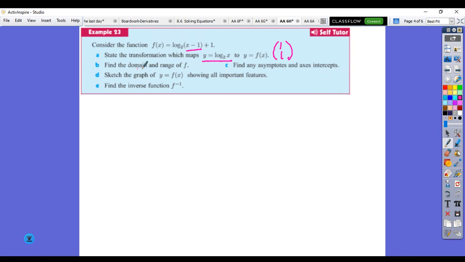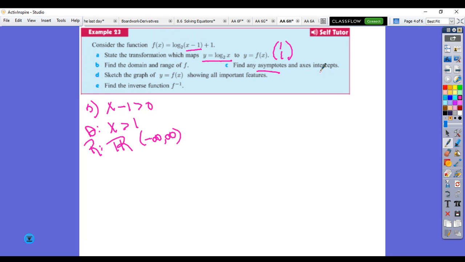All right. Domain and range. In general, x has to be greater than 0. So what will this do? That means that x minus 1 has to be greater than 0, or x has to be greater than 1. That's our domain. Our range for logarithms is always all real numbers, or negative infinity to infinity.